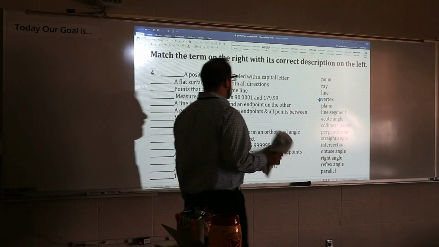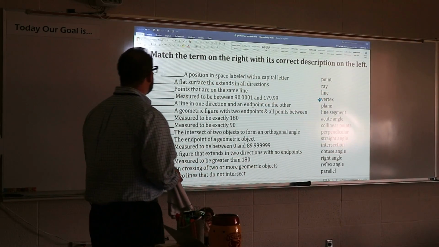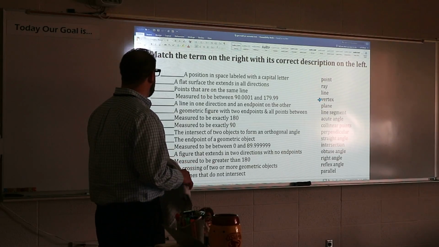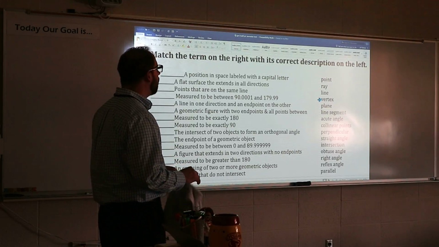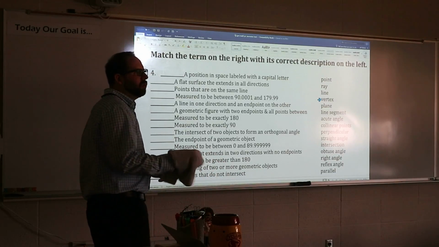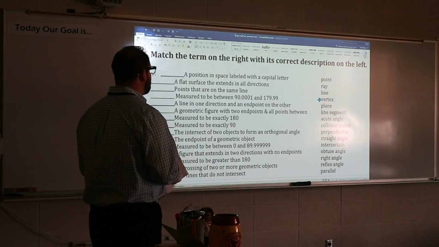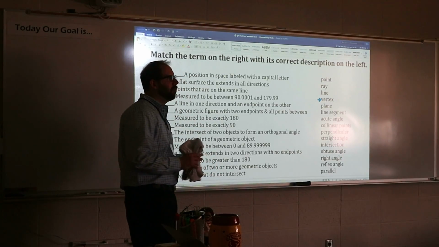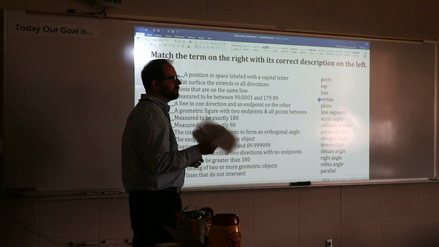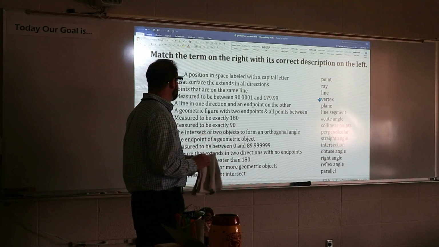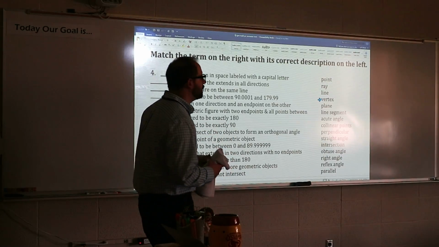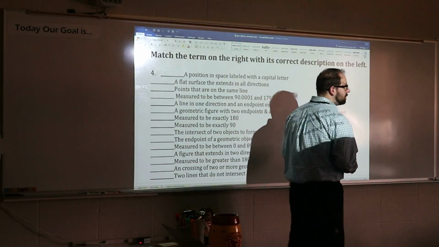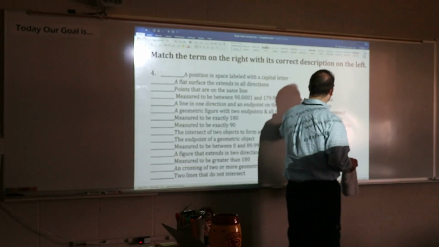Vertex. It is a geometric figure, but it is the endpoint of the geometric figure. It is the spot where two things end. It is the vertex of a geometric object. Yep, it's the endpoint. Not the points that are on the same line. It is the endpoint of the geometric figure.